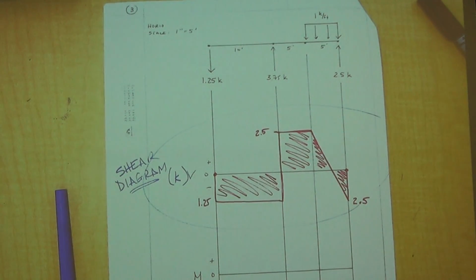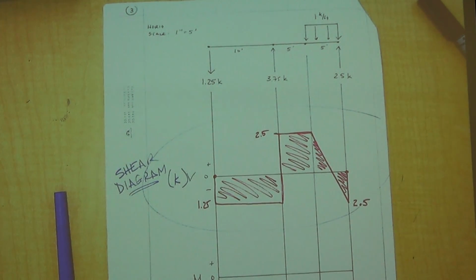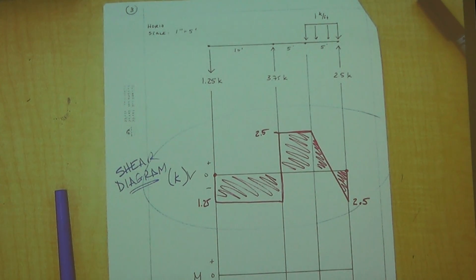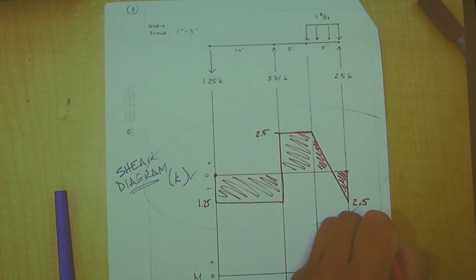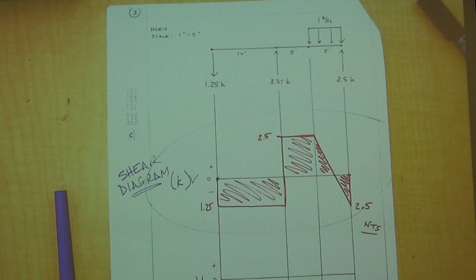Eugene had his hand up first, then Sam, then Rachel. Doesn't the 2.5 have to go lower? Or something? It's not to scale. If I had graph paper, it would be better.